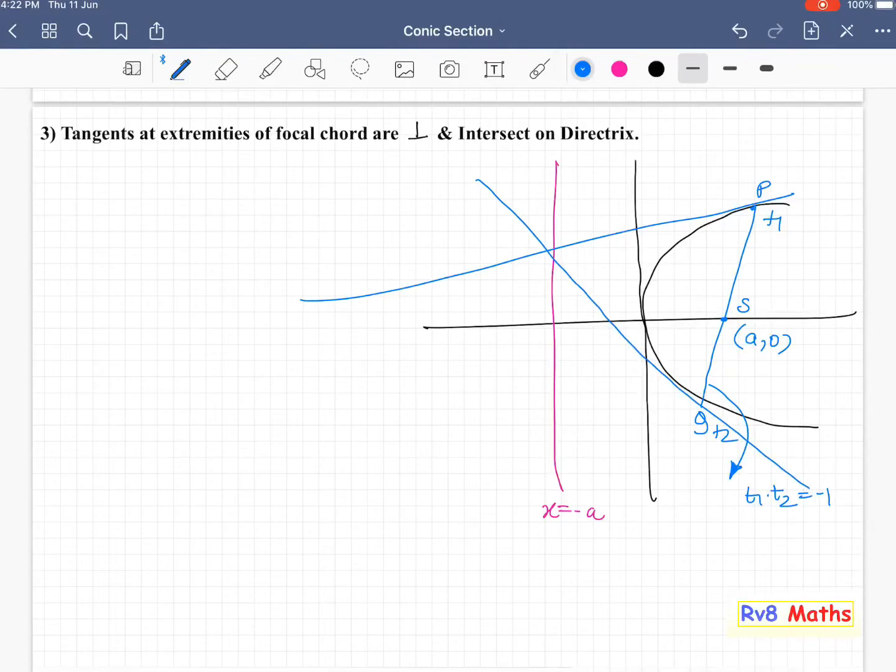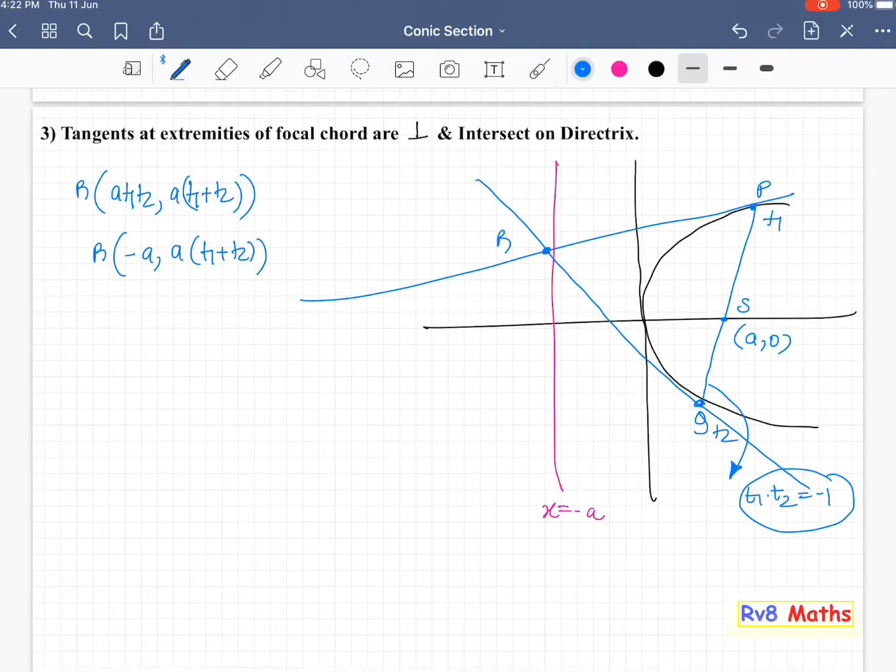What about the tangents at the endpoints of this focal chord? They will have a point of intersection, let this be R. We have seen that it is the geometric mean of the x coordinates and the arithmetic mean of the y coordinates, that is (a t1 t2, a(t1 + t2)). Since it is a focal chord, t1 t2 is equal to minus 1, so R is (minus a, a(t1 + t2)).